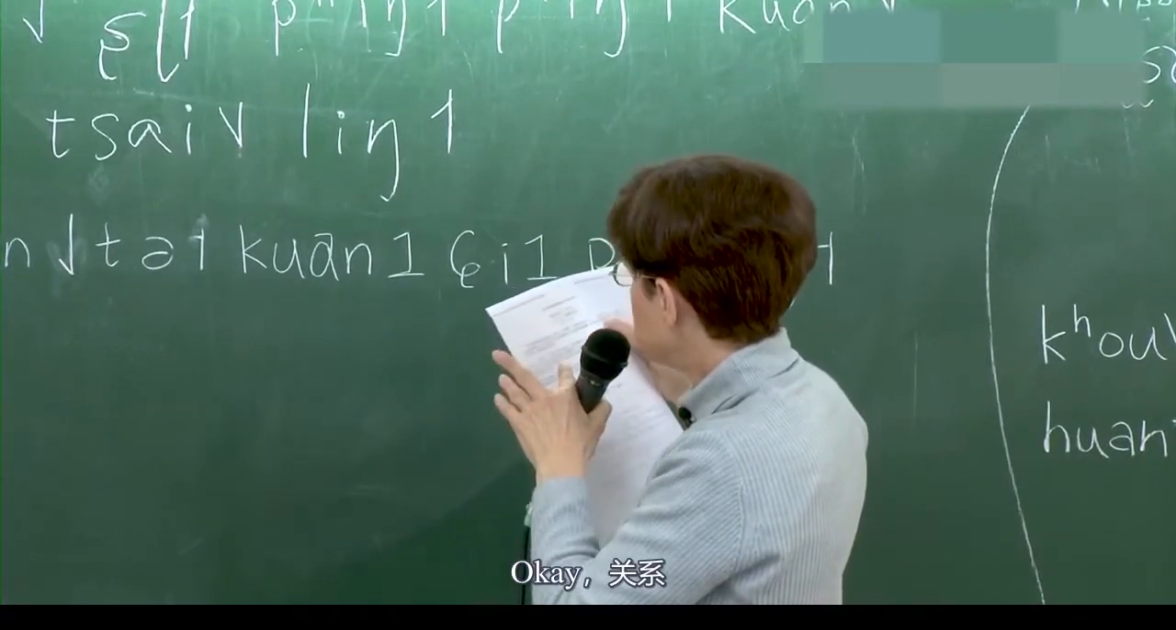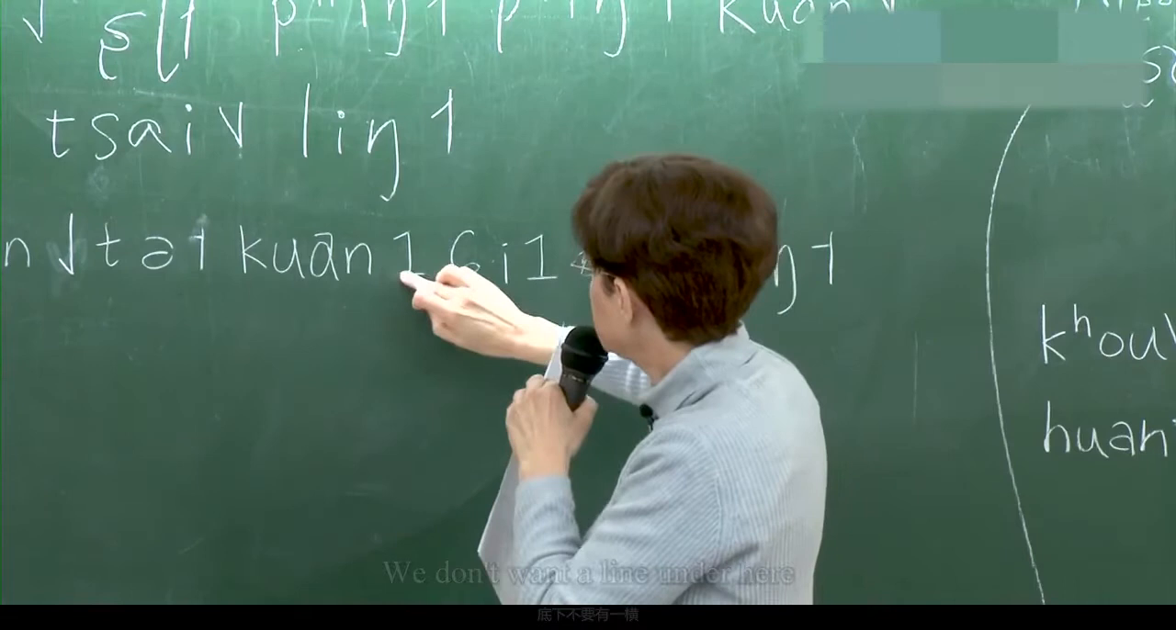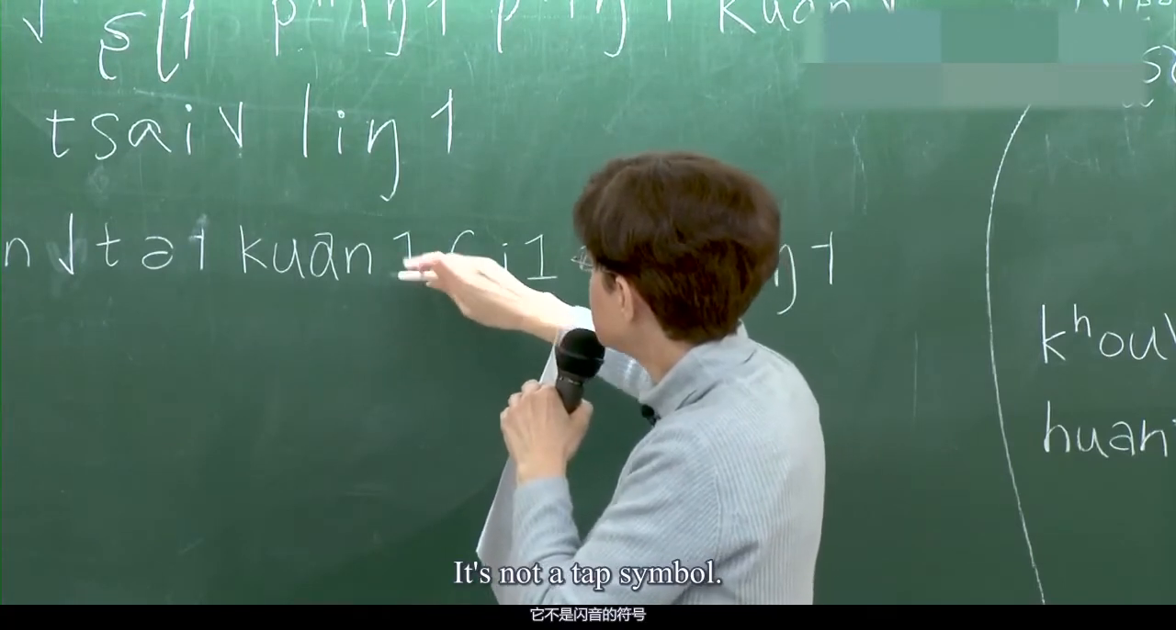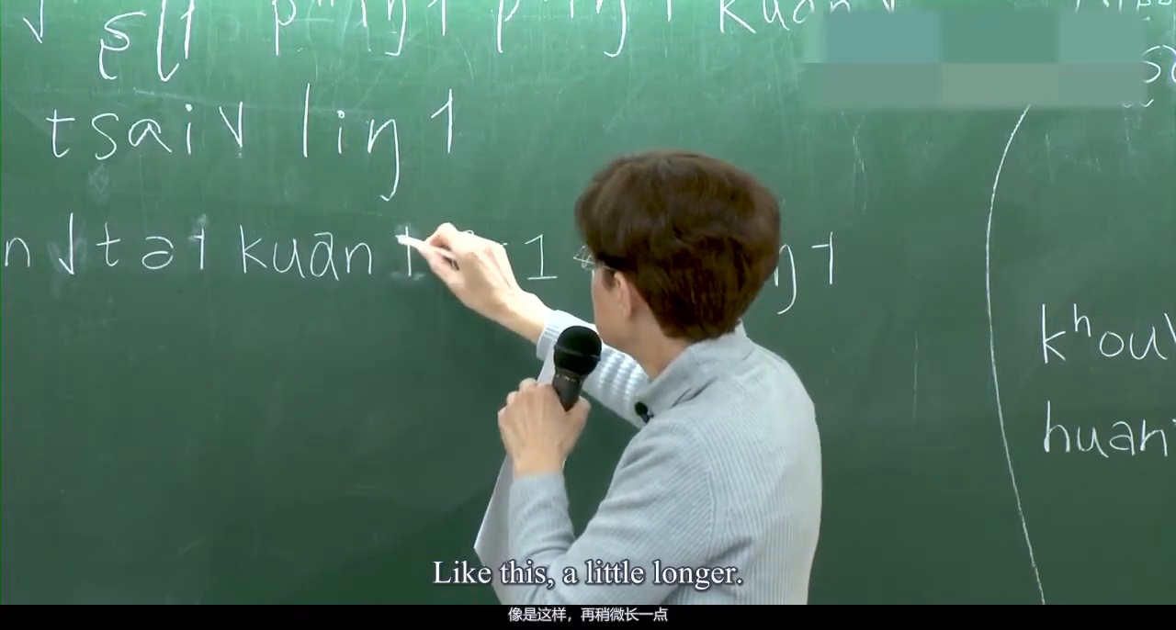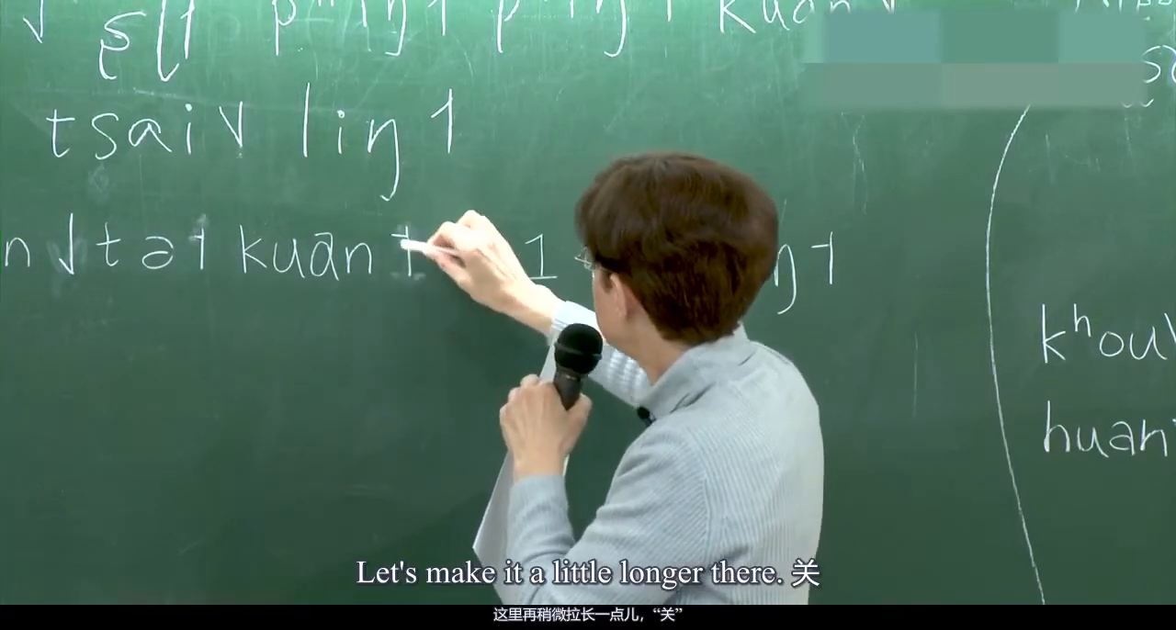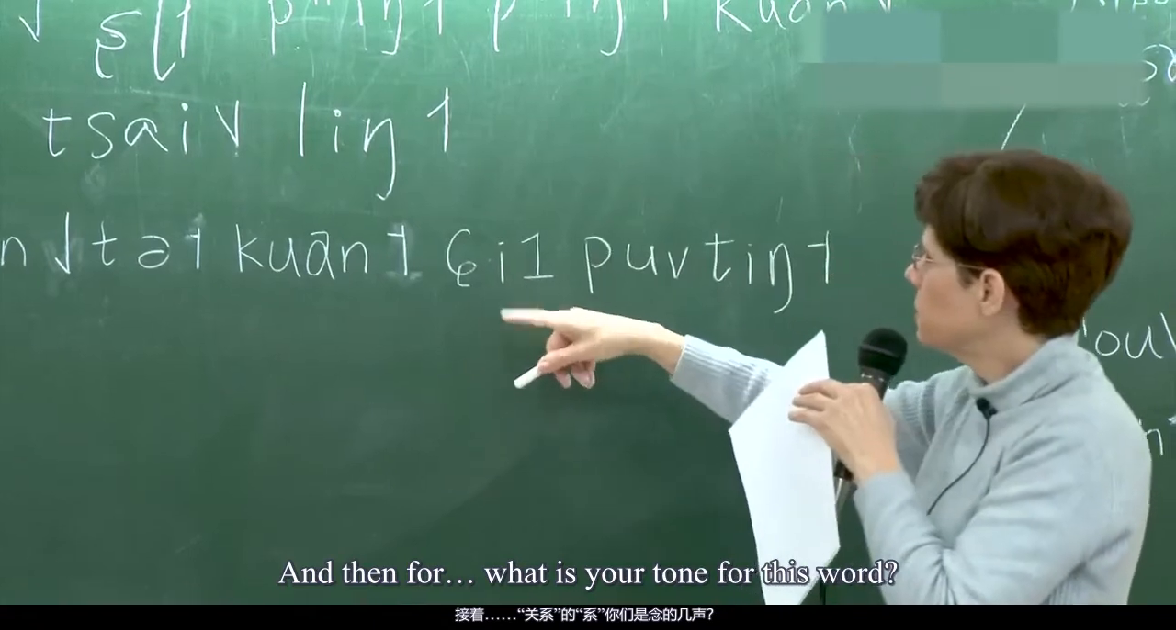Okay, 关系. All right, and 关, we don't want a line under here. It's not a tap symbol. So 关, like this, a little longer. Let's make it a little longer there. 关. And then for, what is your tone for this word?